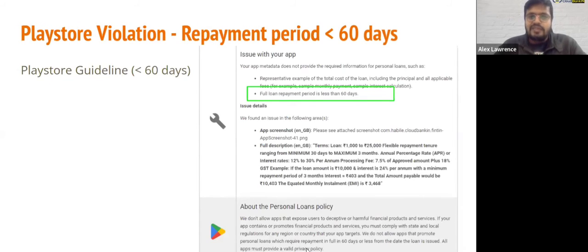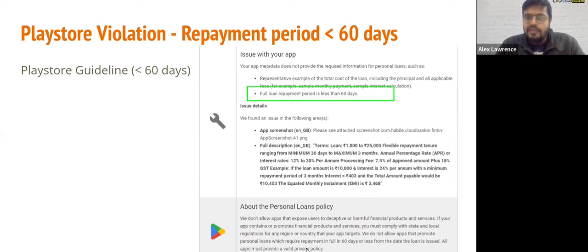So this is the interesting part. Recently we found a Play Store violation where you cannot publish a digital lending app with less than a full loan repayment period. So it seems that it's a regulation from the Play Store itself. It is not a regulation from the RBI, and RBI itself accepts the fact that Play Store has some kind of regulations on its own to avoid certain misuse of lending apps.